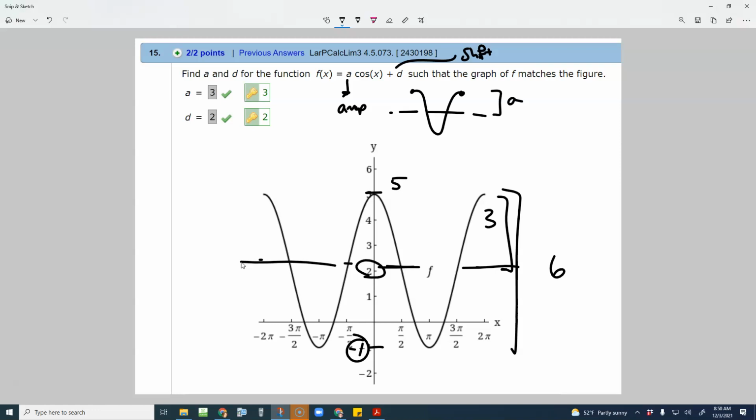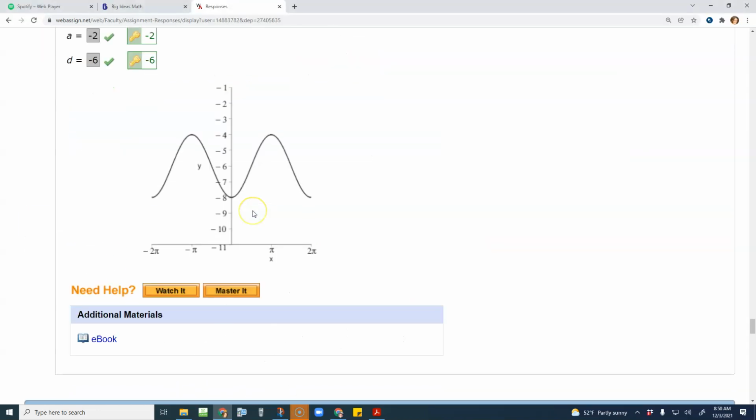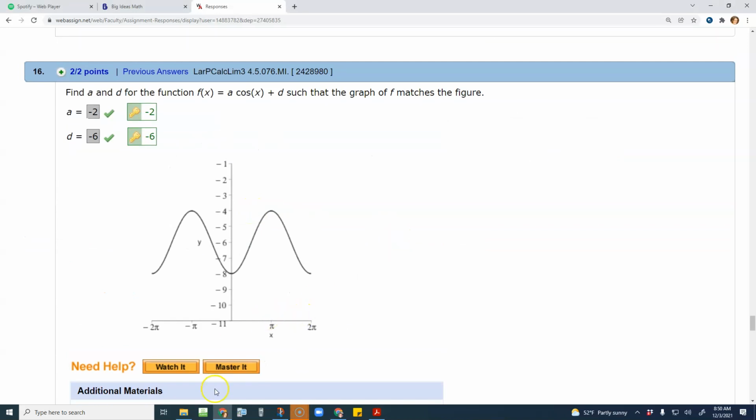Just pondering deeply today. Number 16. What do we got? Oh, it's another picture one. You guys don't like these picture ones.